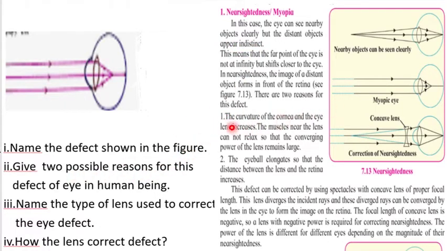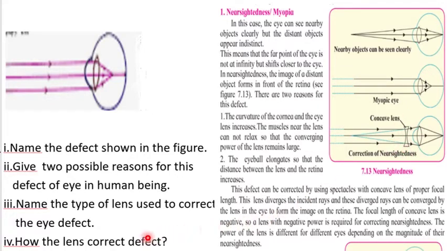The two possible reasons are: first, the curvature of the cornea and the eye lens increases. The muscle near the lens cannot relax, so the converging power of the lens remains high. Second, the eyeball is elongated so that the distance between the lens and retina increases. As the distance between lens and retina increases, the image is formed in front of the retina. Which type of lens is used to correct the eye defect? Here, a concave lens is used to correct the eye defect.